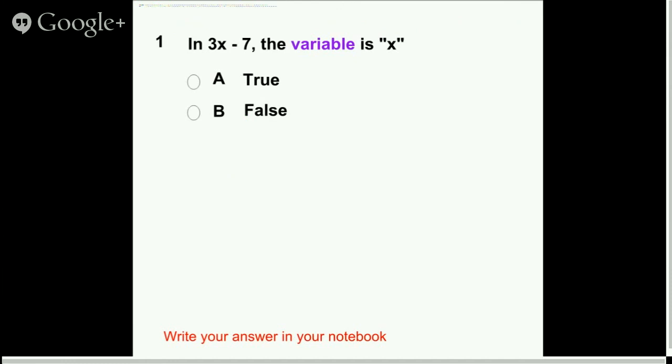All right. Write your answer to this in your notebook. Go ahead and pause it. All right. Correct answer is A, true. X is the variable. Okay. How about in this one? Go ahead and pause it. Correct answer is also A. It is true. Y is the variable.